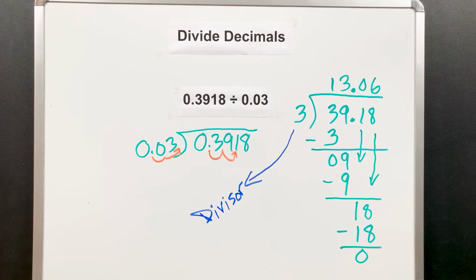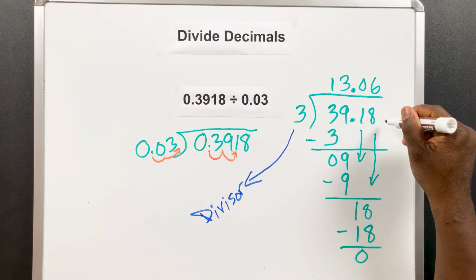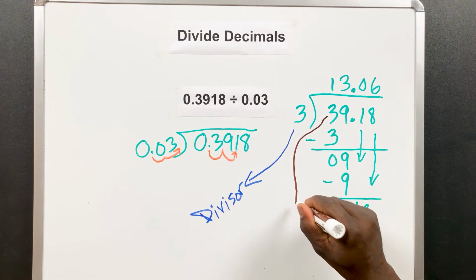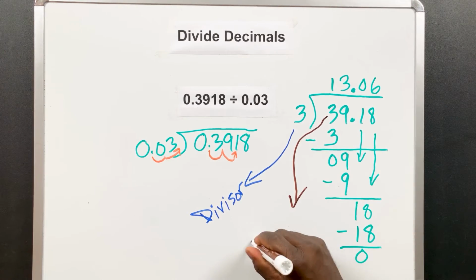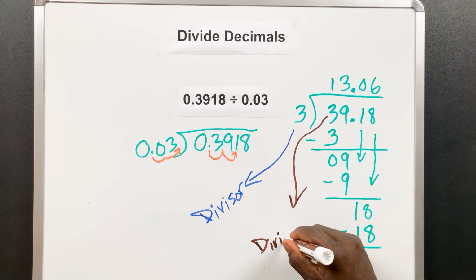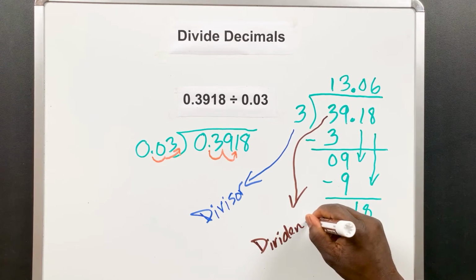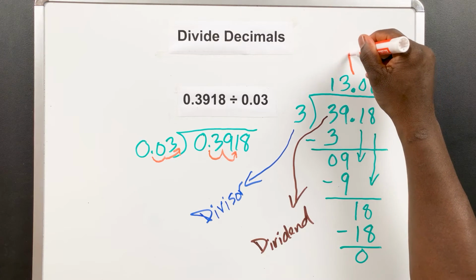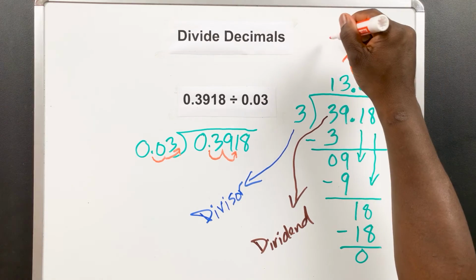And this number here, I think I'll draw an arrow over here. This is our dividend. Very good. And then lastly, our answer, which is 13.06, is our quotient.